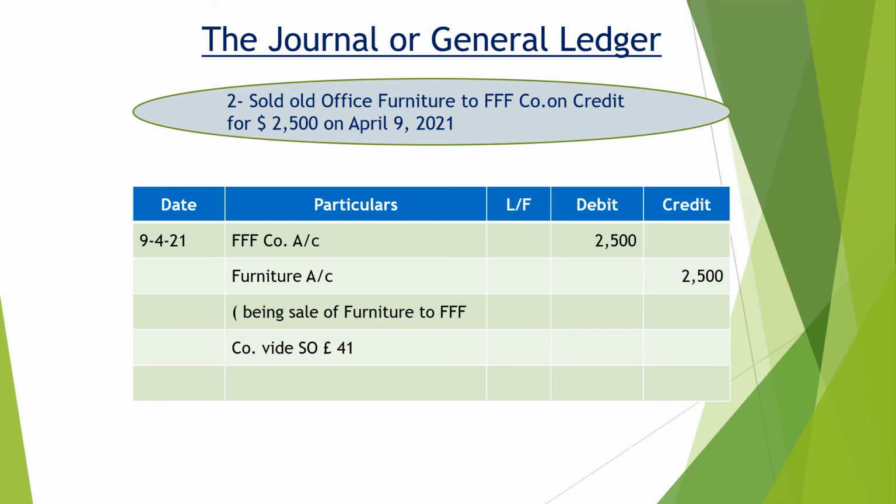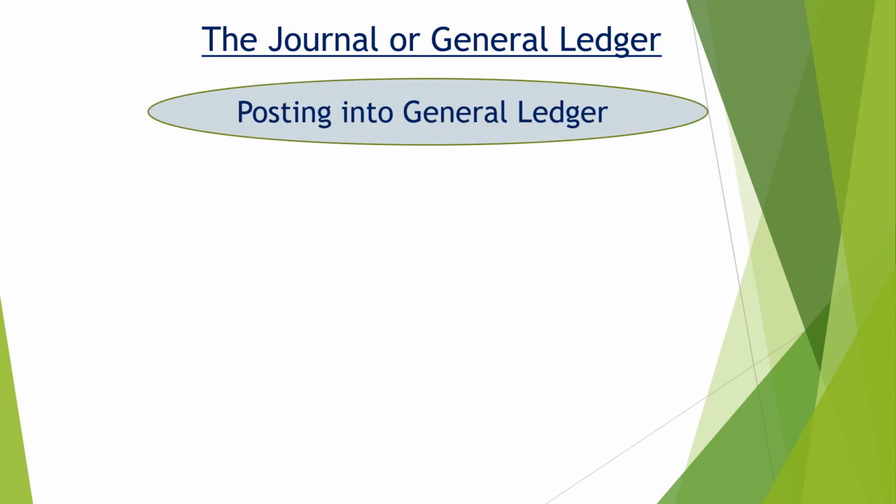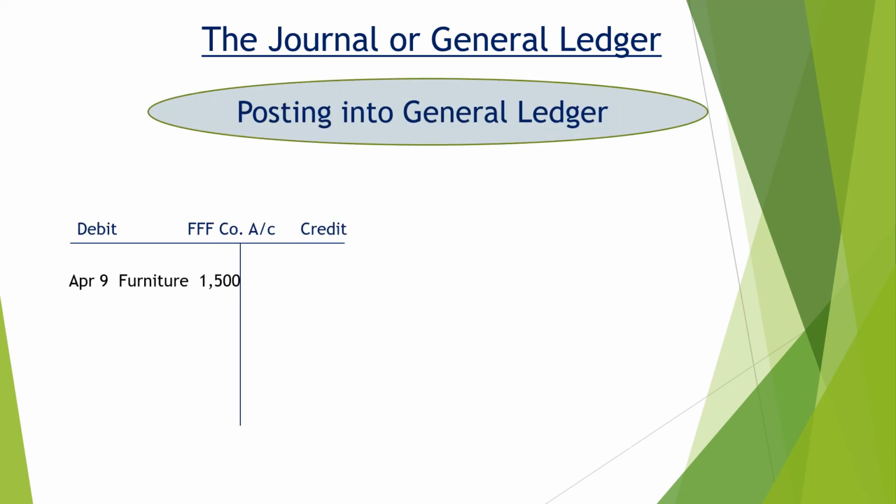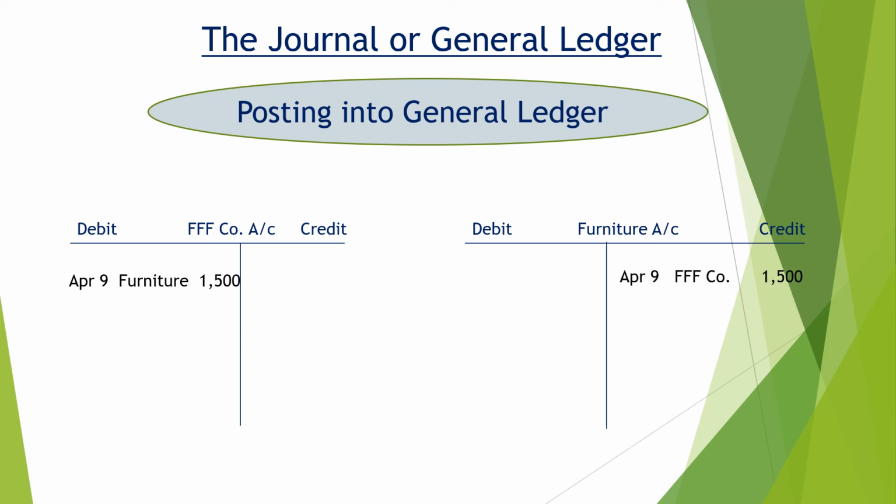is debited, because there is an increase in asset, the debtor is debited by 2,500, and a decrease in asset, which is furniture, the furniture account is credited. Again the narration being sale of furniture to FFF, and again the reference sales order or whatever the reference could be. Now we come to the posting side. The debtor FFF Co. is debited with a cross-reference of furniture, and furniture has gone, so it's credited with a reference FFF Co.